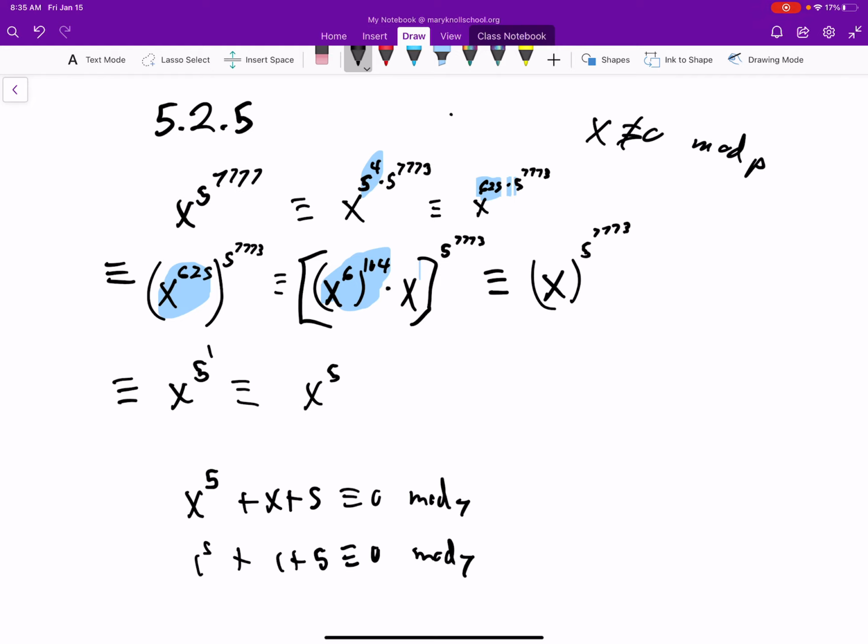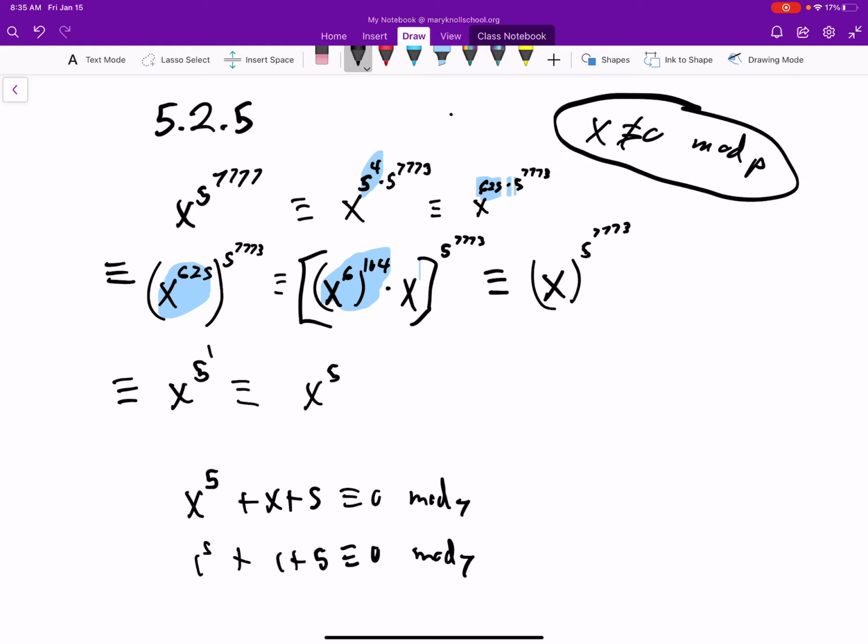Because if you look on page 87, it says corollary 5.16, if p is any prime, and it's supposed to say a is not equivalent to 0 mod p, then a to the p minus 1 is equivalent to 1. Okay, so there we go. So we can't have this right here.